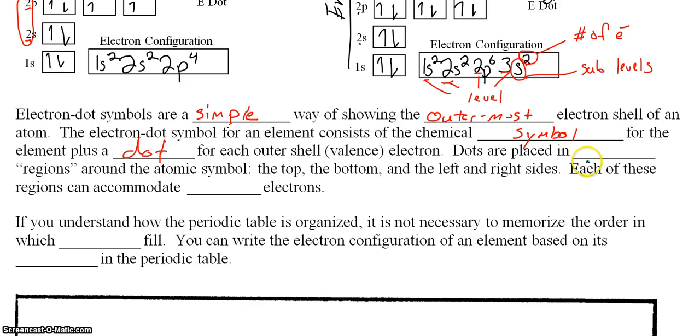Dots are placed in 4 regions around the atomic symbol: the top, the bottom, the left, and the right. Each of these regions can accommodate 2 electrons.